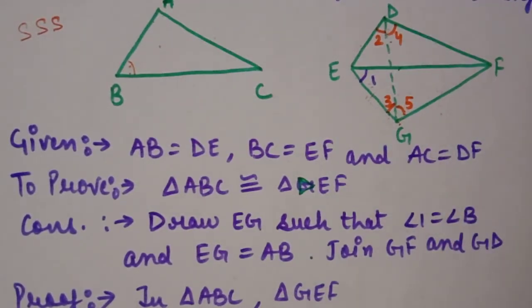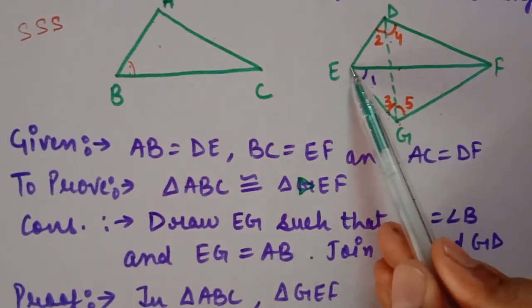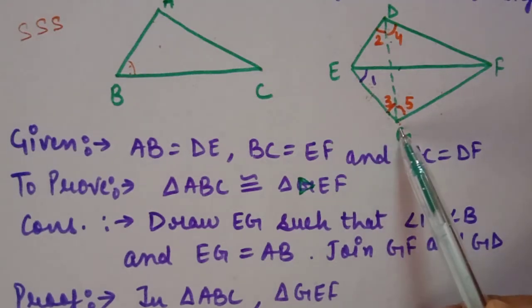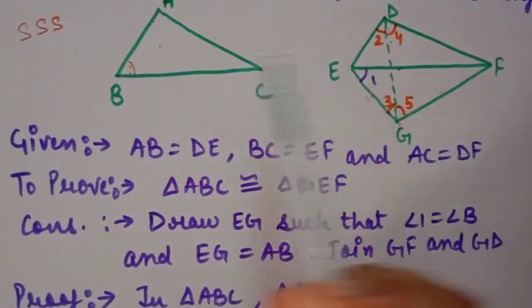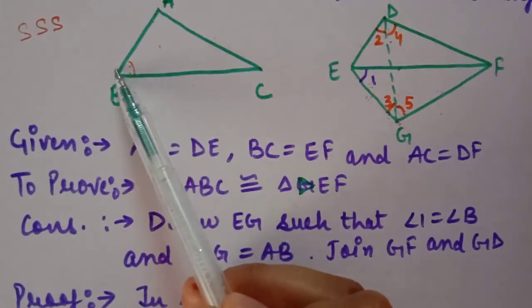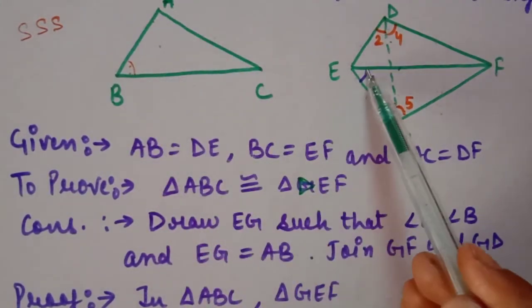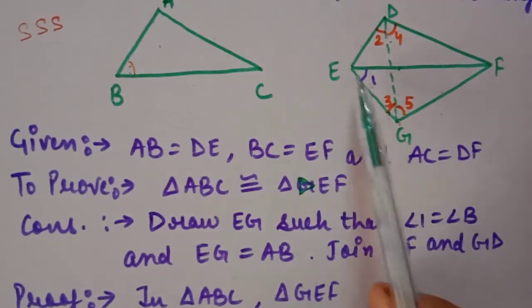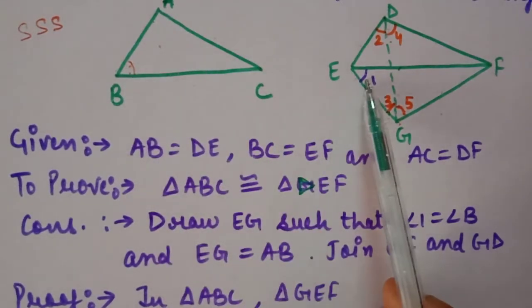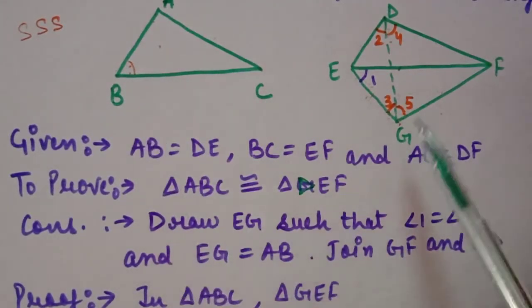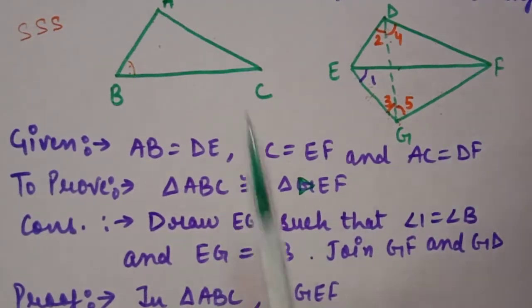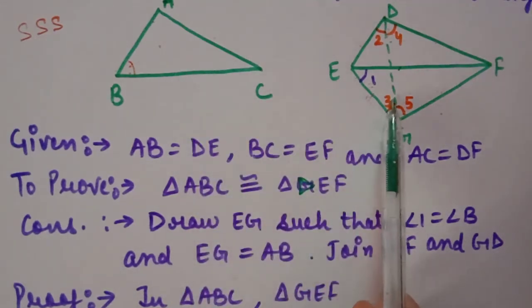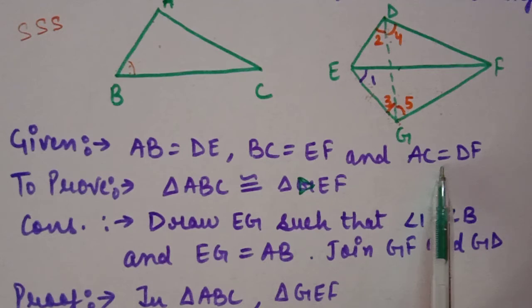So students, we will draw or do a construction. We will draw a side EG which is equal to AB by construction. Angle B and angle 1 are equal to each other by construction. So we will draw EG like this. EG is equal to AB, angle B is equal to angle 1. So join GF. Now first of all we have to prove these two triangles congruent, and then try to find another element which is different from these three elements.